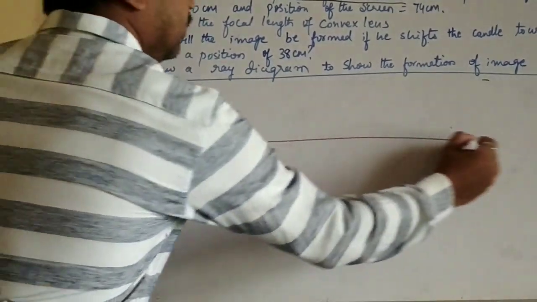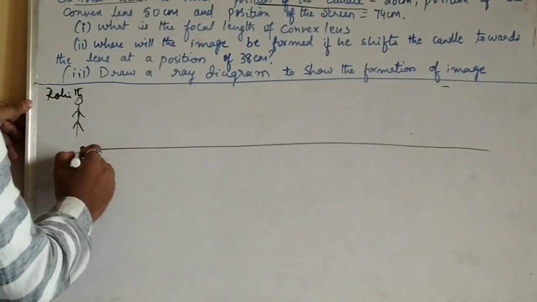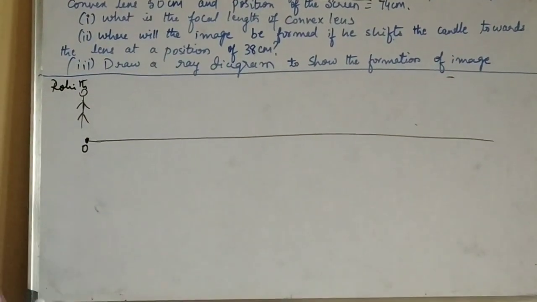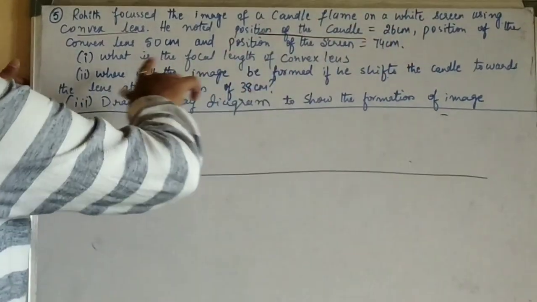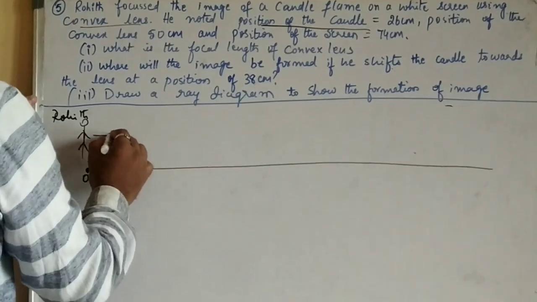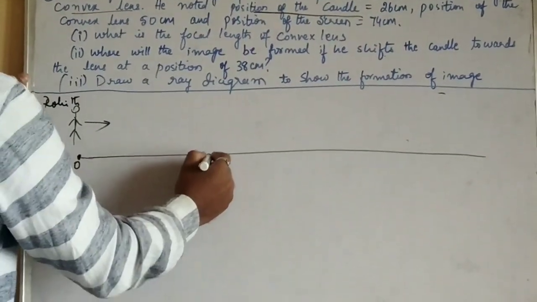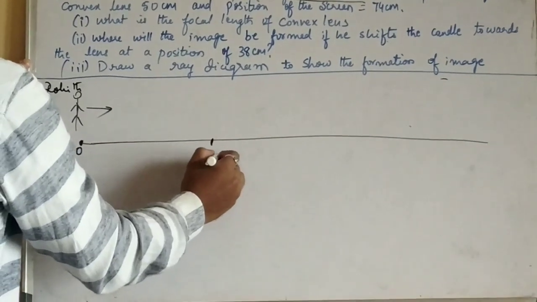Now, this is a line. Now, what he did at this position is 0. He noted the position of the candle. From here, he is moving from left to right. The position of the candle is at 26th centimeter.